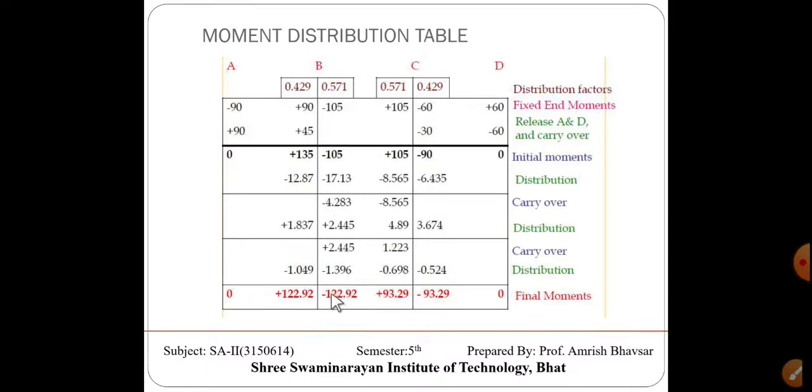Again from here it is the same. So what we will do here, initial moment is different, and by doing this process we will get the similar moment at the point B. So our aim is that we have to get similar value at a particular joint, and that we will get. Over here also we will get the 93.29. So dear student, we will get this final moment.